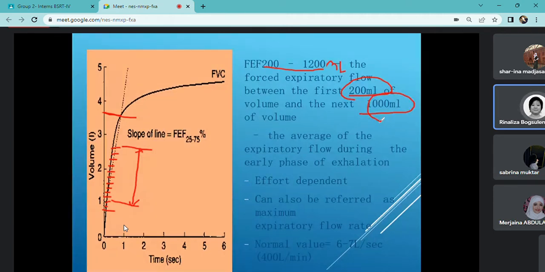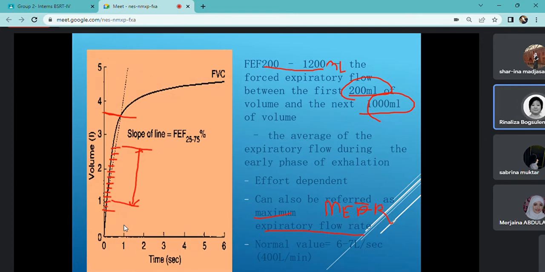your volume. Okay? Some books will actually call this one the maximum expiratory flow rate or MEFR. Okay? The earlier one was MMFR, maximal mid expiratory flow rate. This one is the maximal or maximum expiratory flow rate, or your MEFR.